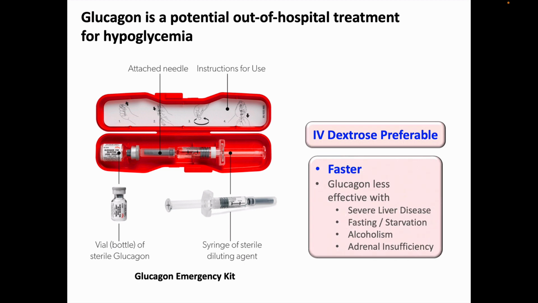However, giving IV dextrose is a lot more preferable when this option is available, like if the patient is in the emergency department or admitted to the hospital. IV dextrose is, of course, much faster since it directly puts sugar in the circulation rather than waiting for glycogenolysis to occur. Also, there are several medical conditions where glucagon may be less effective, either due to lack of glycogen stores or inability to split the glycogen into glucose, as with severe liver disease.